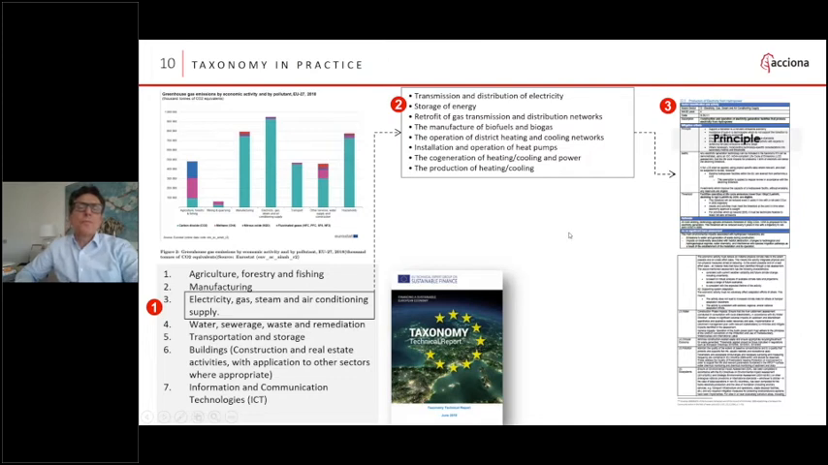Let me explain how it works. If we have an activity, first of all there are the principles that you need to apply. You have in the taxonomy the KPI that you need to measure in order to identify what the thresholds are, to be above or below. Then you are part of this low carbon economy, and then you can discover the part that could be more tricky, which is called the do no significant harm.